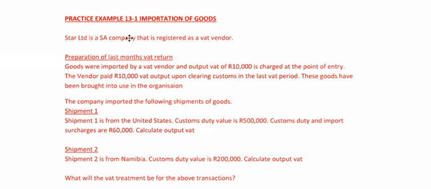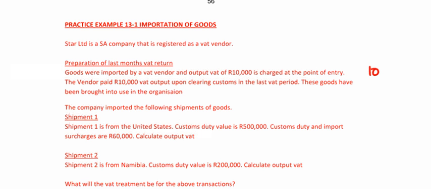It says Star Limited is an SA company that's registered as a VAT vendor. Preparation of last month's VAT return. It says goods were imported by a VAT vendor and output VAT of 10,000 is charged at the point of entry. The vendor paid 10,000 output, clearing customs in the last VAT period. These goods have been brought into use in the organization. The company imported the following shipments of goods. So let's just do this. If I paid output of 10,000 this month, I can now claim a 10,000 Rand input this month. So as long as I bring the goods and use them inside the business itself, I will be able to claim that VAT back. If you brought it in and you didn't use the goods within your organization, then you're not going to be allowed to claim the input VAT.